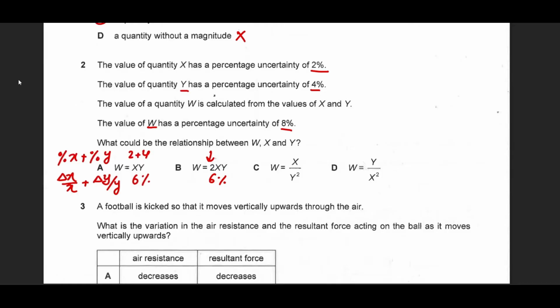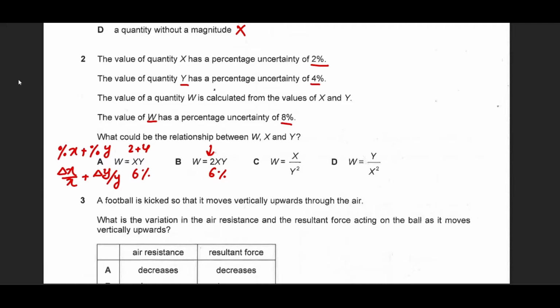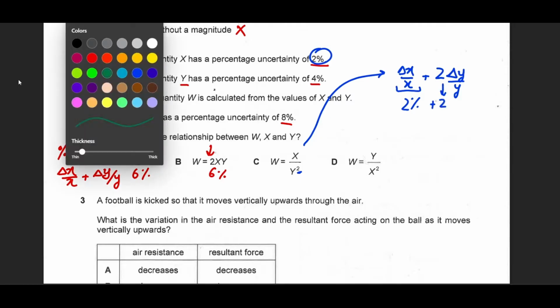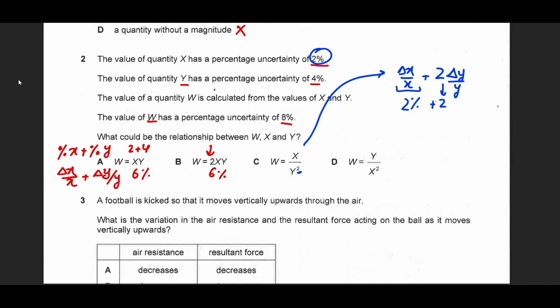In option C, we have X divided by Y square. So if you were to solve this in terms of percentage, that would be delta X divided by X plus 2 because of the square multiplied by delta Y divided by Y. Now this delta X over X is given to us as 2%, which is 2% plus 2 because of the power rule, and then we have the error in Y, which is 4%. So this will be 4. So this becomes approximately 10% total error, which is again not the option.